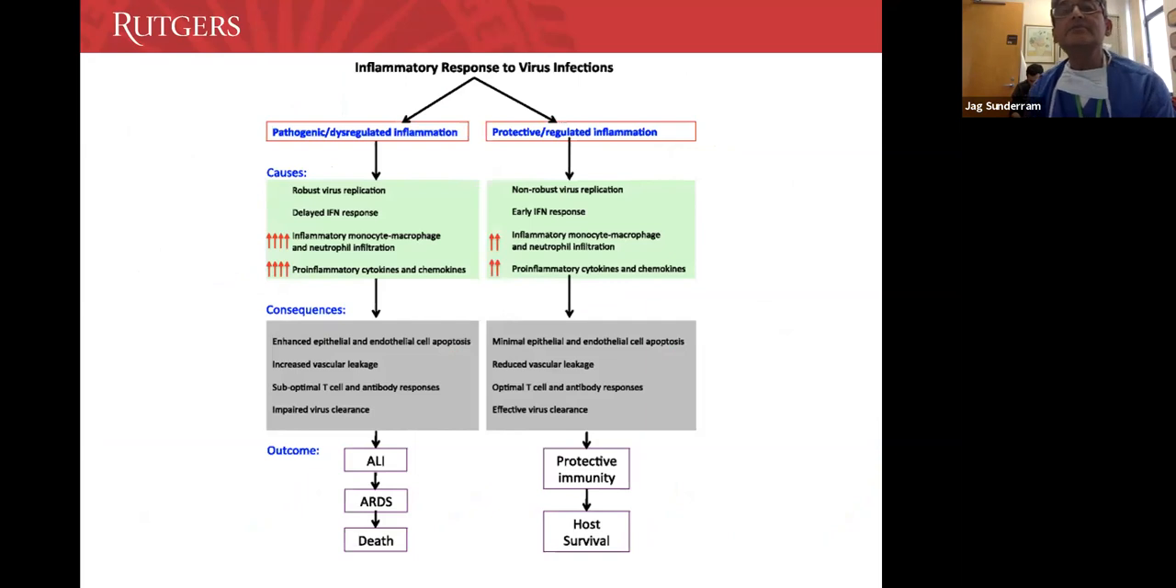So in terms of the inflammatory response to the virus, the protective response is the early interferon gamma response, the increase in inflammatory monocyte, macrophage, and neutrophil infiltration, and there's minimal epithelial or endothelial damage with optimal T cell and antibody responses. The problem is that if there is a robust viral replication initially with a huge increase in pro-inflammatory cytokines and chemokines, then you start to see increased vascular leak, endothelial damage, and potentially ARDS.